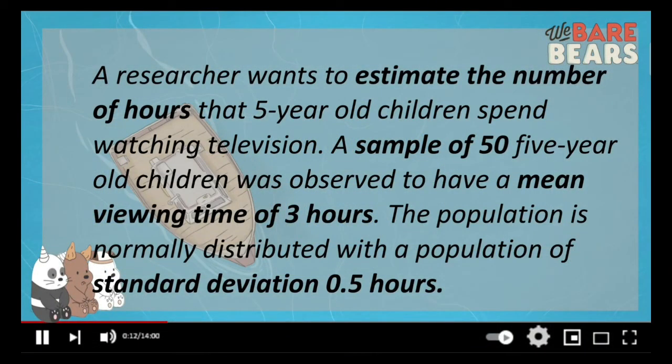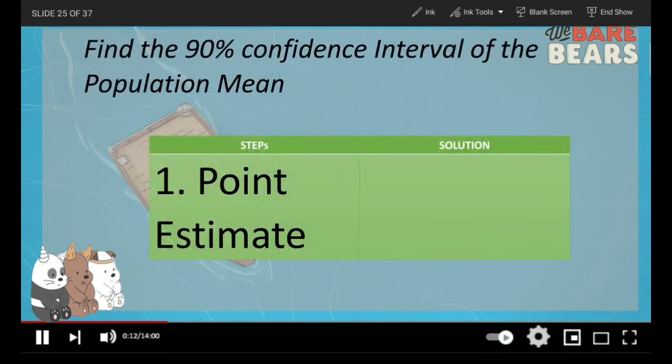A researcher wants to estimate the number of hours that 5-year-old children spend watching television. A sample of 50 5-year-old children was observed to have a mean viewing time of 3 hours. The population is normally distributed with a population standard deviation of 0.5 hours. So let us find the 90% confidence interval of the population mean.